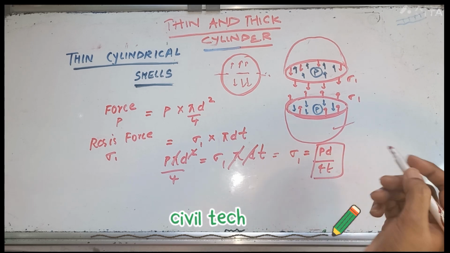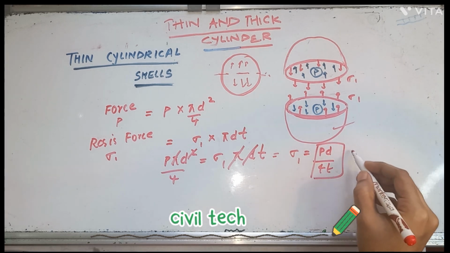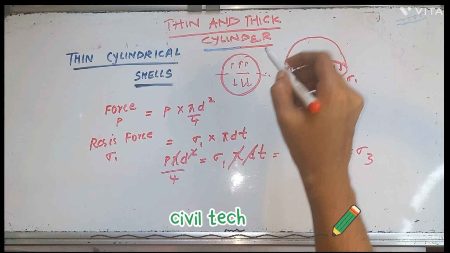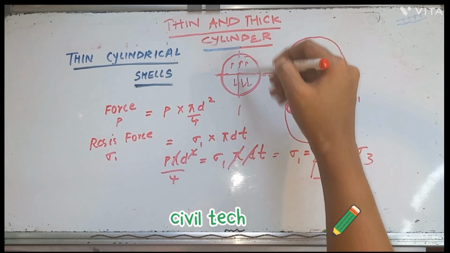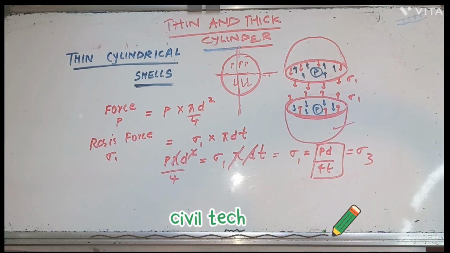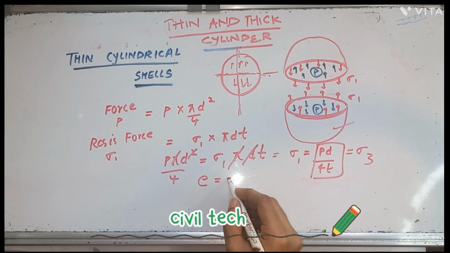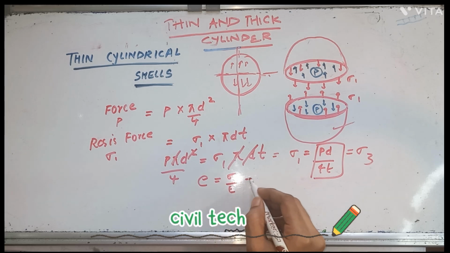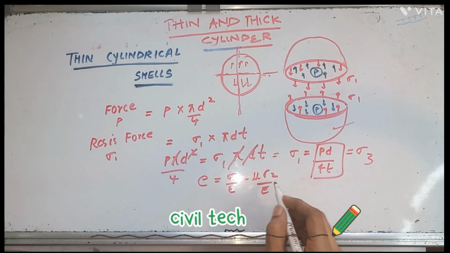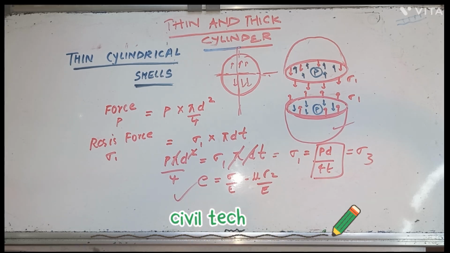Here both sigma 1 and sigma 2 will be the same because it is a spherical shell. When it is cut like this or like this, it will be the same. So sigma 1 equals sigma 2 equals Pd by 4t. And the strain is sigma 1 by E minus mu sigma 2 by E. Here in this case, sigma 1 and sigma 2 will be the same, so E1 equals E2. So that is about the spherical shell. Thank you.